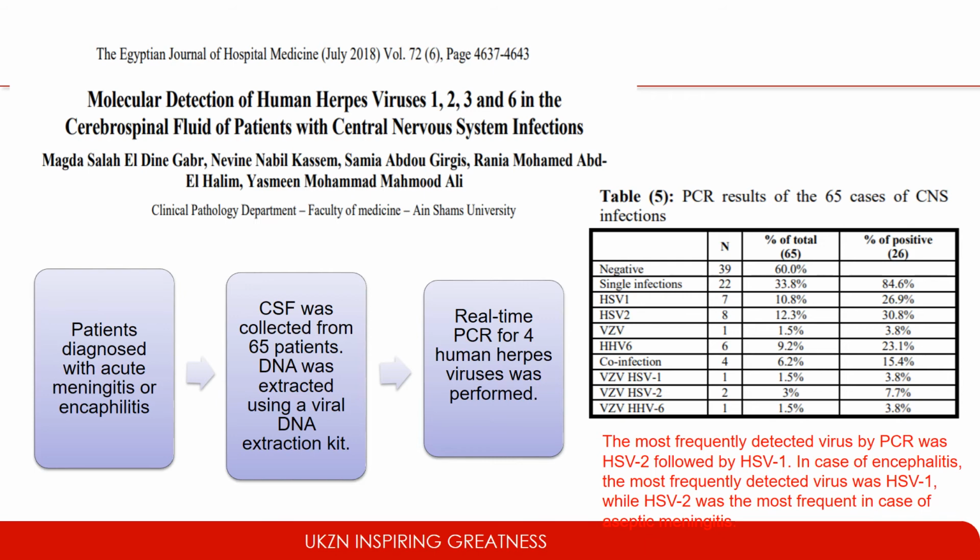This study found that the most frequently detected virus by PCR was herpes simplex virus type 2, followed by HSV1. In the case of encephalitis, the most frequently detected virus was HSV1, while HSV2 was the most frequent in case of aseptic meningitis. So this is a nice way to also link a clinical syndrome to that of a causative pathogen.